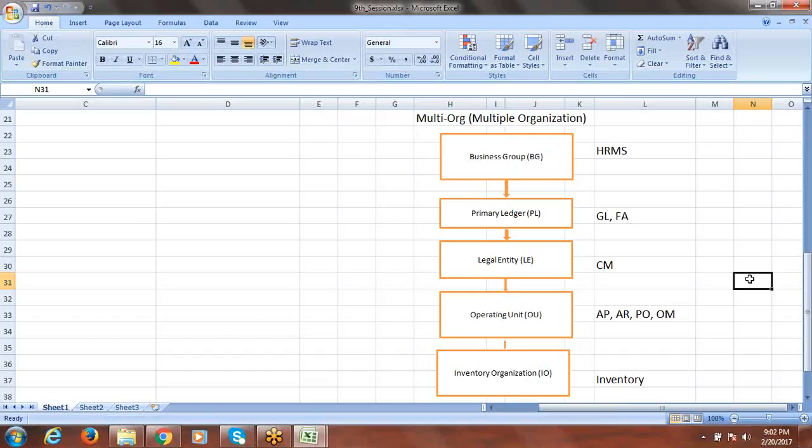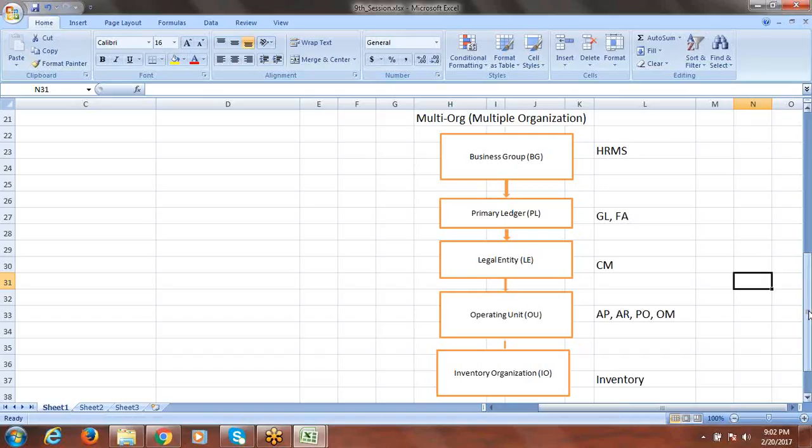In tomorrow's session I'll be showing how your multi-org looks if you have two operating units. If you have two primary ledgers and two legal entities, or more than two, I'll take simple cases and just demonstrate how those look so that you can get more information on that. In tomorrow's session I'll also explain the advantage of multi-org. Now I am just introducing what a multi-org is as per our Oracle application.